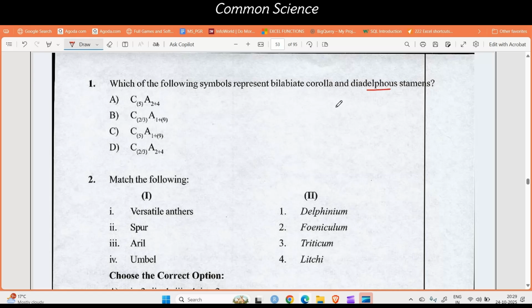diadelphous stamens? Bilabiate corolla, if you look at it, it means two-lipped petals. Okay, and it is the feature of family Lamiaceae. That means the petals are present in two fused groups. In the upper lip, two petals are fused, and in the lower lip, three petals are fused. That's why it is also called a 2 by 3 arrangement.